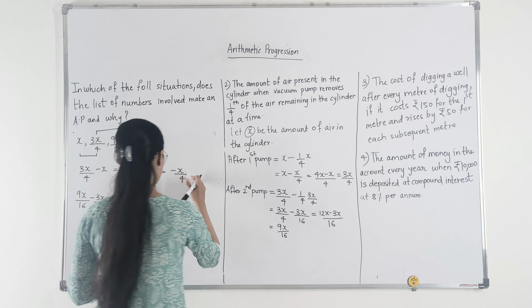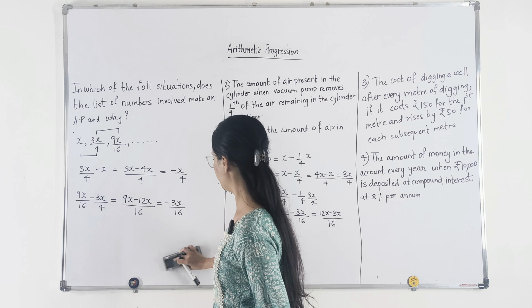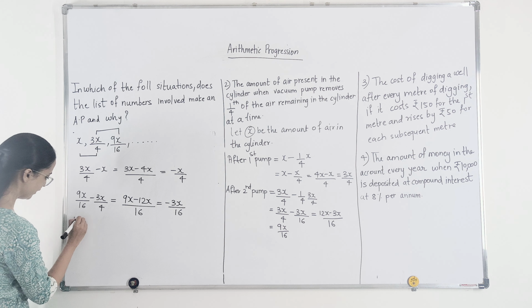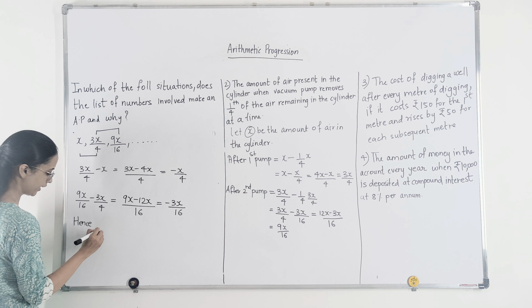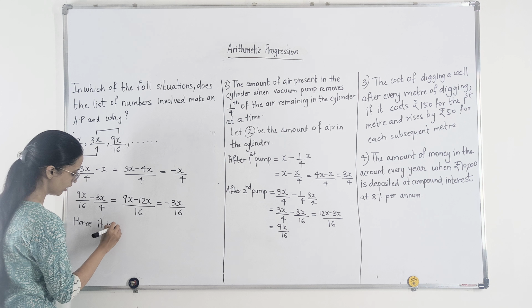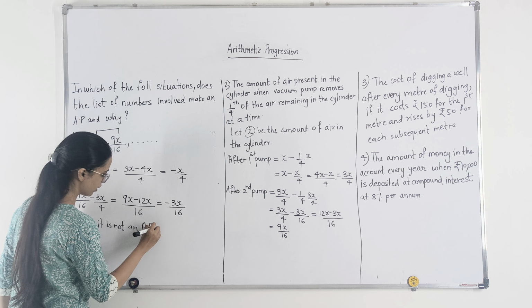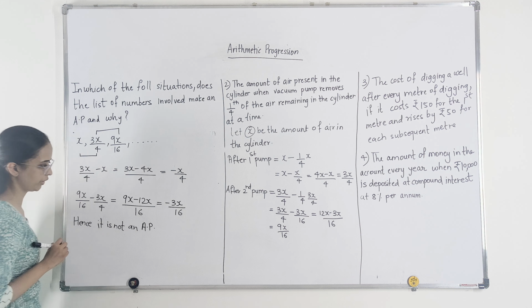If you see both of them, you get two different values for the difference between the two consecutive terms. Now since the difference between two consecutive or successive terms is not equal, hence you can say it is not an arithmetic progression. तो ये जो गिवन सिचुएशन है ये एक अरिथमेटिक प्रोग्रेशन का सीक्वेंस फॉर्म नहीं करता.